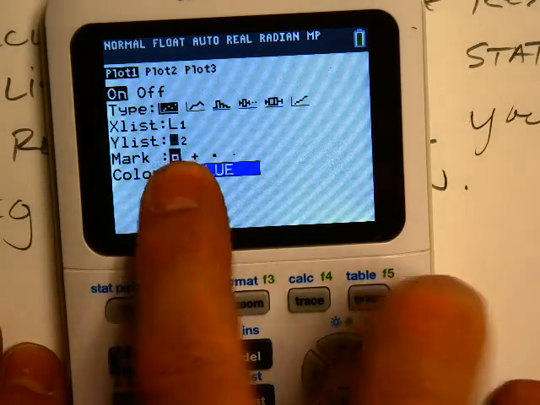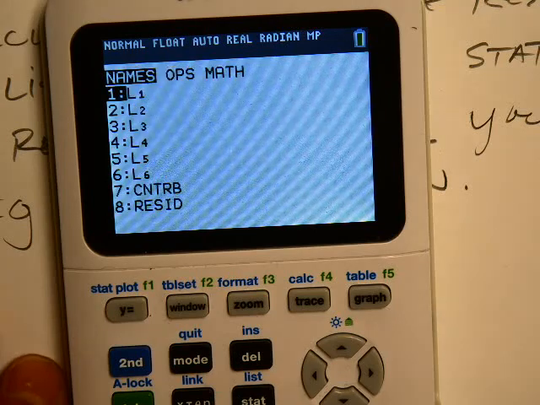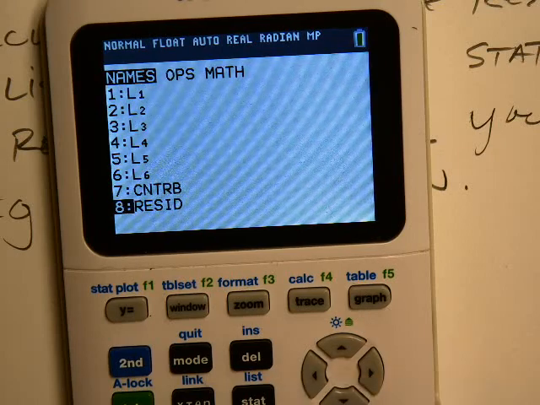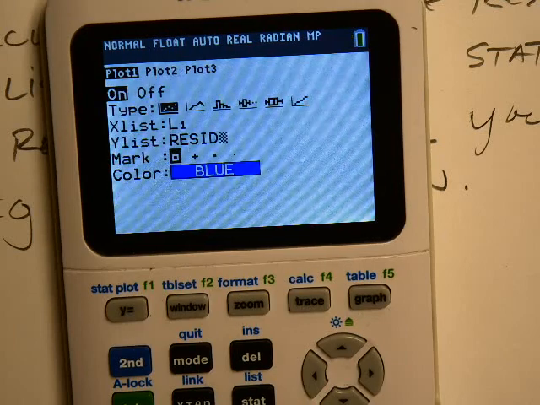So to get to the residual list, what we do is we go second stat. You use your lists. And if you look at the bottom, now yours might not be 8. Mine's 8. It can be different, but it's almost always at the bottom. Choose resid. Second stat will get you to your lists. So instead of L2, we're going to put the residual values, and we can graph.